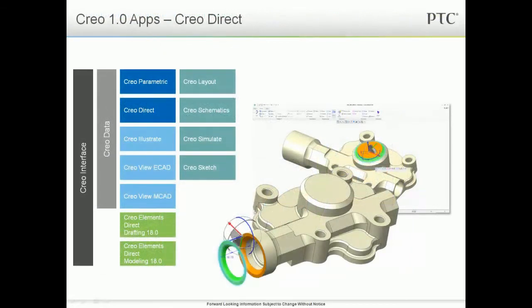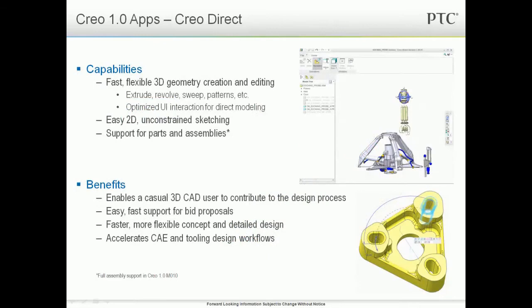Creating and modifying 3D designs is fast and easy with Creo Direct, especially for someone transitioning from 2D to 3D CAD or for a more infrequent CAD user. As a member of the Creo product family, Creo Direct also enables users to create product designs using the direct modeling approach while seamlessly sharing data with users of Creo Parametric and other Creo apps.